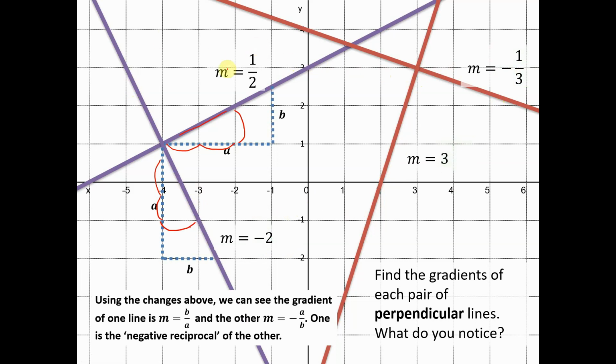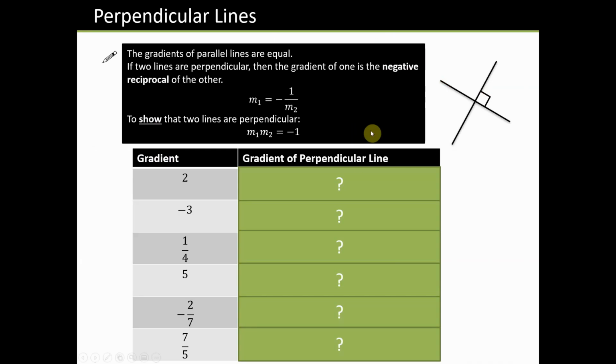See if you can notice anything between these numbers, and read this little note down here. You can pause the video to have a bit more time on that. With perpendicular lines, we have a little formula here where if one gradient is m1, the other gradient is minus 1 over the gradient.